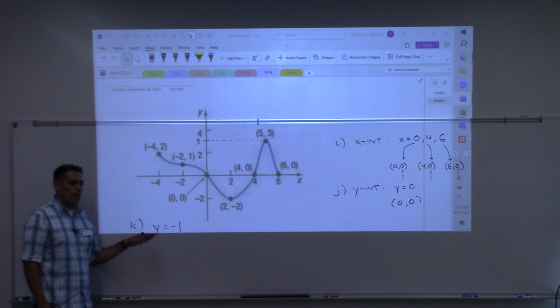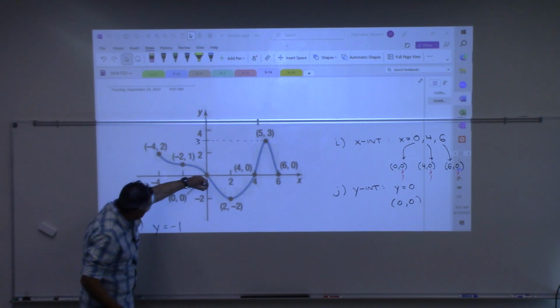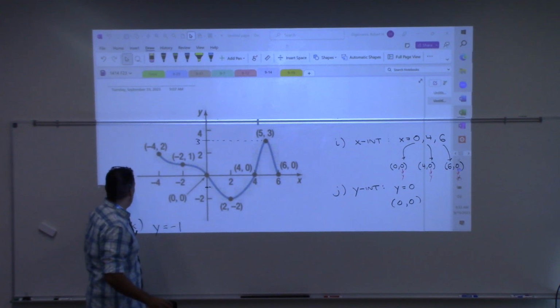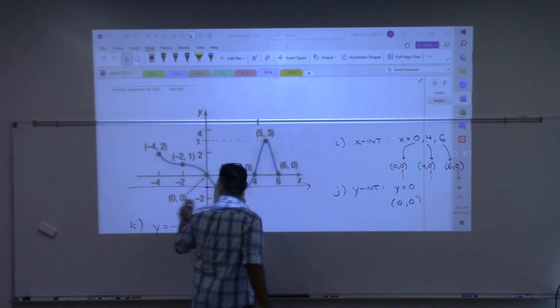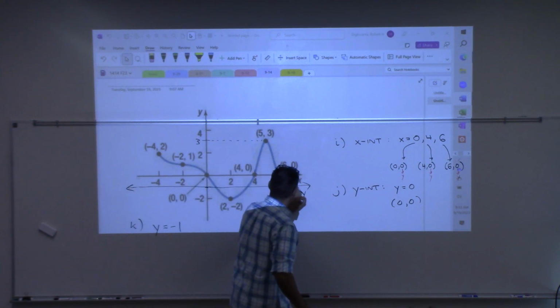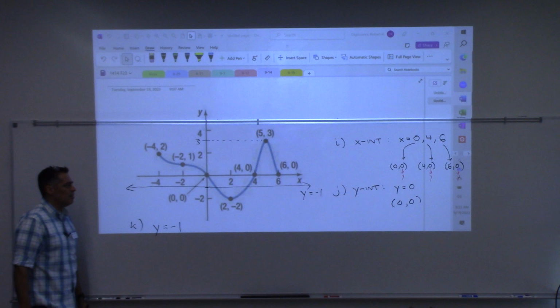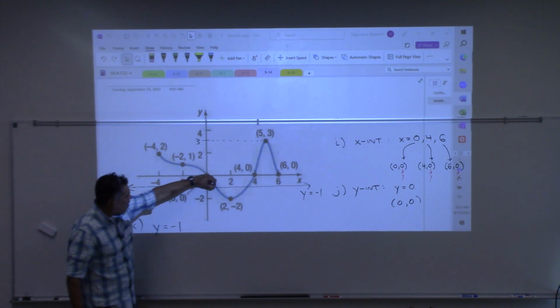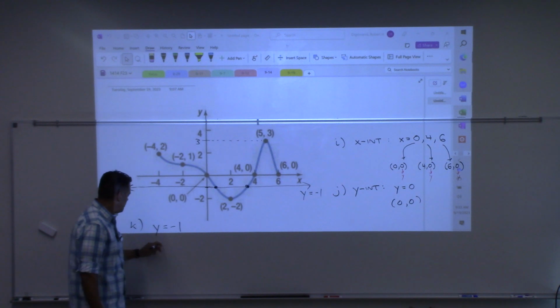Y equals -1 is a horizontal line that goes through -1. That's right here, -1. If I were to draw a line through that, -1, right? That is the graph of y equals -1. The question is how often does it hit the graph? So you can see it hits twice, right? It hits twice. So twice.